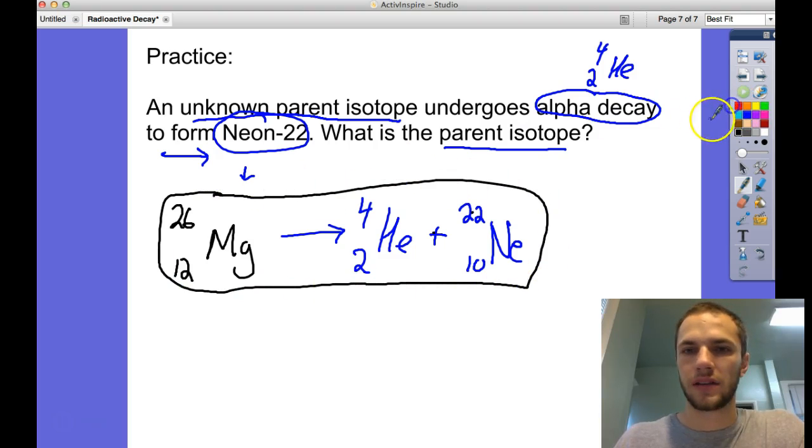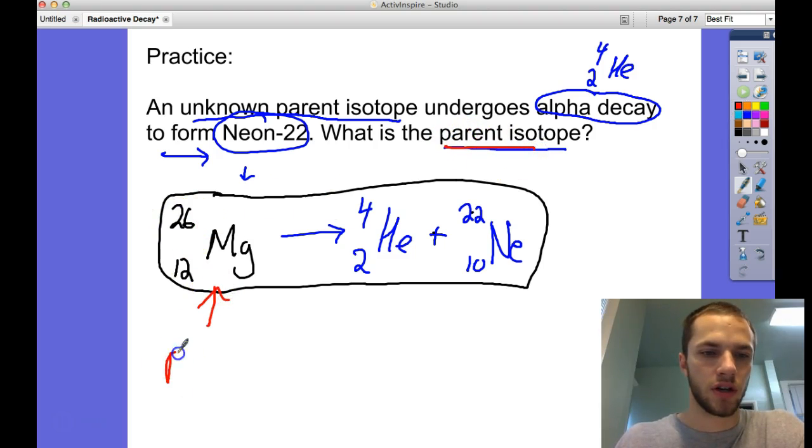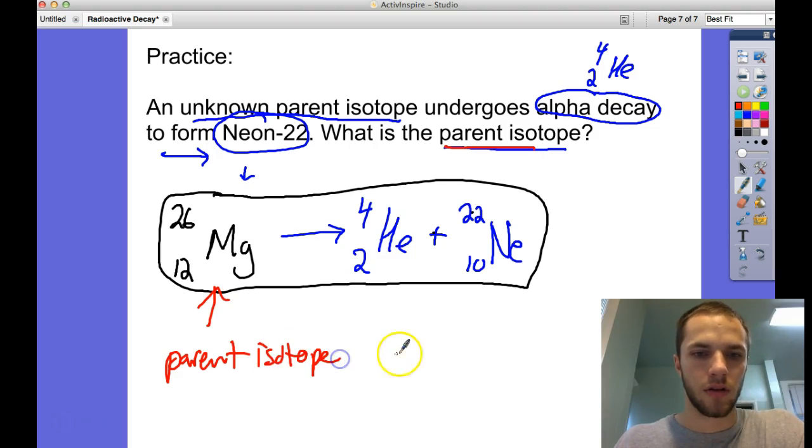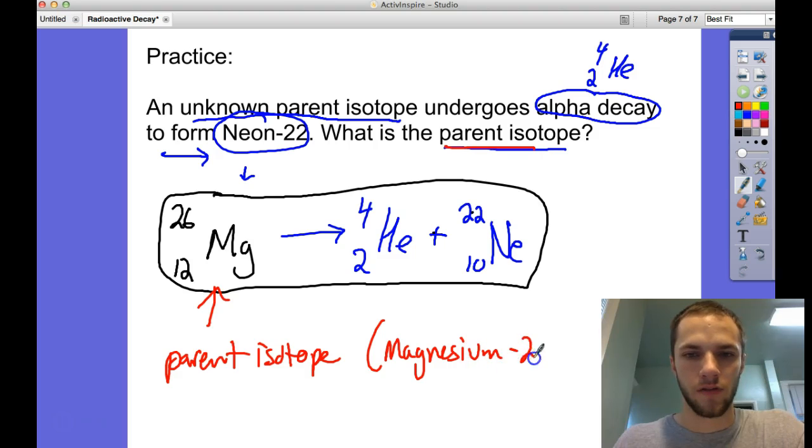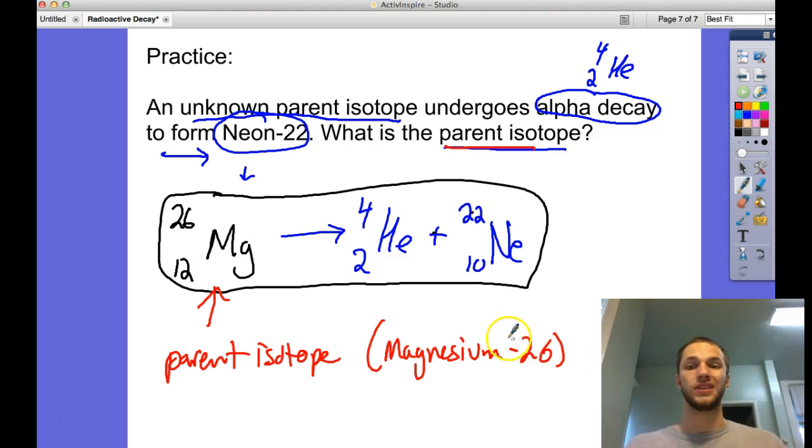But let's think about what it's asking for. It's asking for the parent isotope. So I would just want to make sure to label this. Parent isotope is magnesium with a mass of 26. So it doesn't matter that this mass doesn't match what's on the periodic table. Remember, we've learned now that there's isotopes. Don't fall into that trap. Don't look at the mass on the periodic table. Look at what's given in the problem.